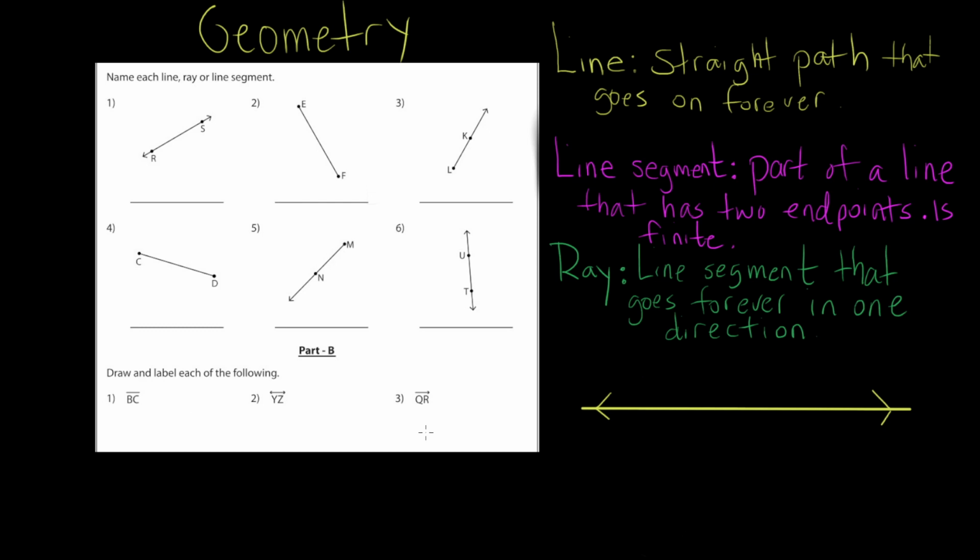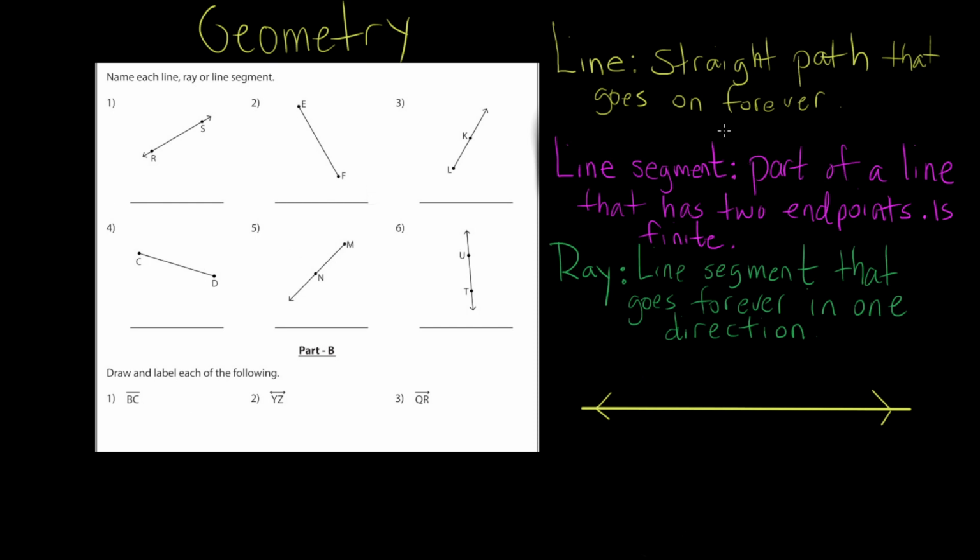Let's talk about some geometry concepts to help us solve these problems right here, where we are naming lines, rays, or line segments. So we're going to talk about lines, line segments, and rays today. And what is a line? Well, a line's a straight path that goes on forever, and you can see that down here. We have this line that these arrows show are going each direction forever and ever.